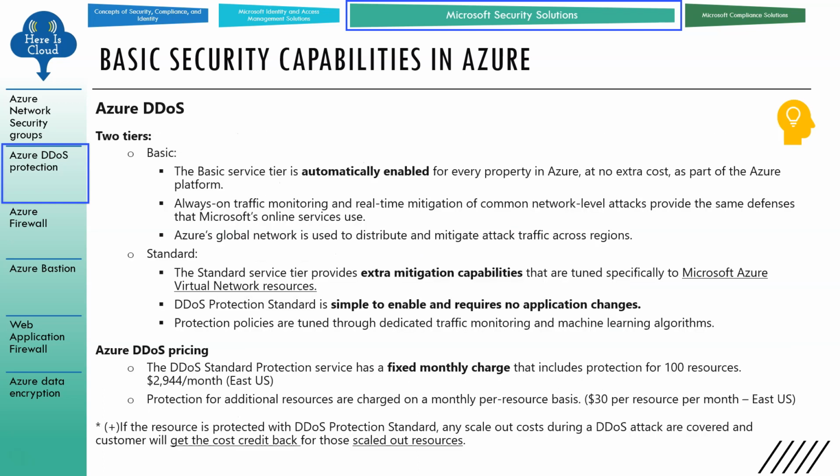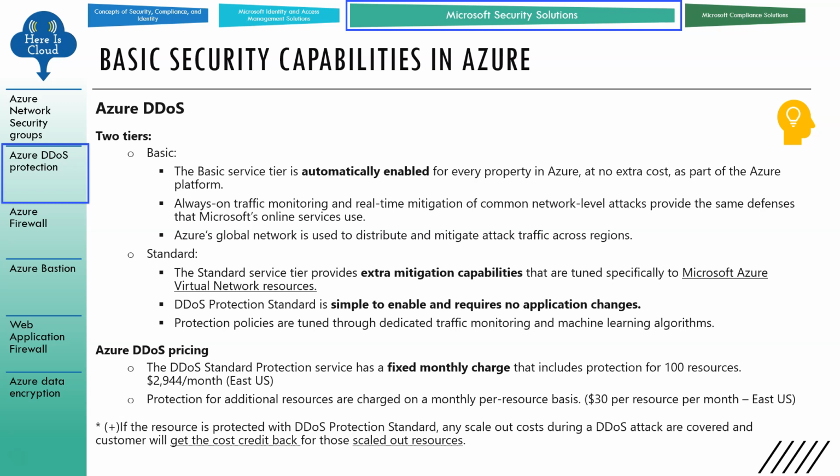It is available in 2 tiers, basic and standard. The basic service tier is automatically enabled for every property in Azure at no extra cost, whereas standard service tier provides extra mitigation capabilities that are tuned specifically to Microsoft Azure Virtual Network resources. It is simple to enable and requires no application changes. And in this, protection policies are tuned through dedicated traffic monitoring and machine learning algorithms, so it is more sophisticated.